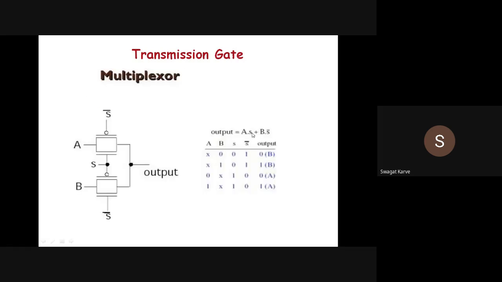Now we will talk about the multiplexer design. Okay, so this is the pass transistor, this is the second pass transistor, and you have taken the output from the combination of the outputs of both pass transistors, and at pass transistor 1 you can apply the input 1, at the input of the pass transistor 2 you can apply your second input.